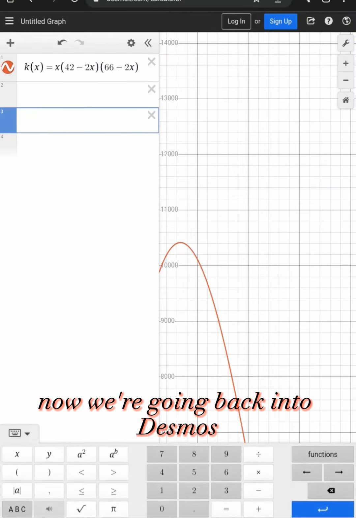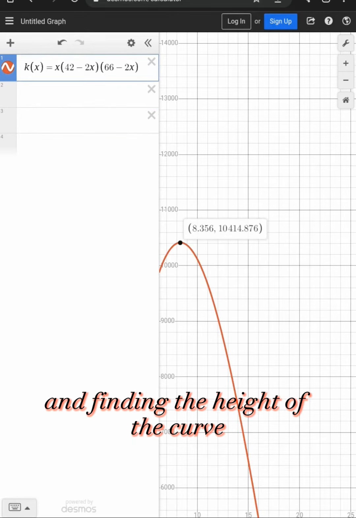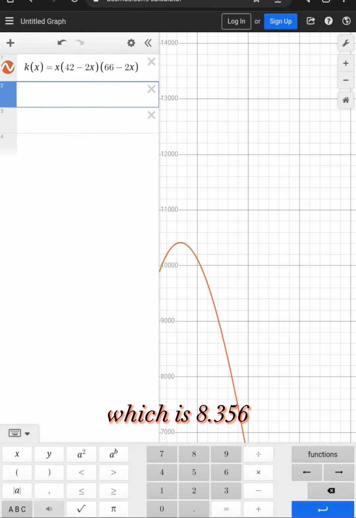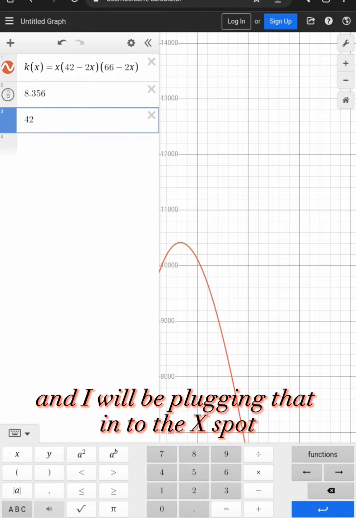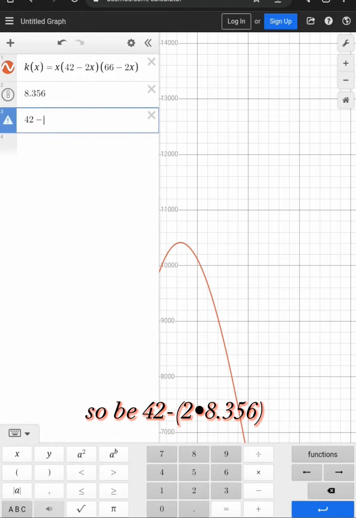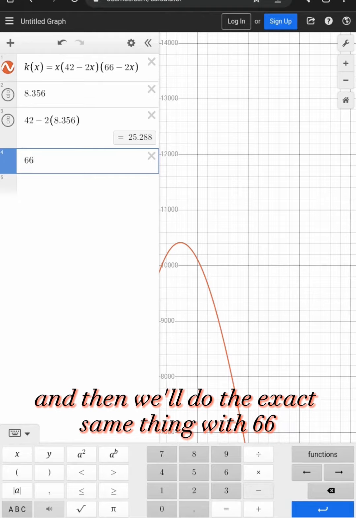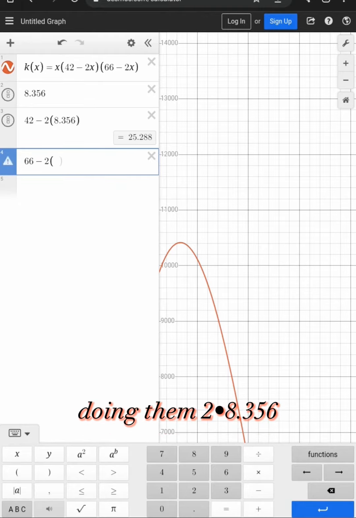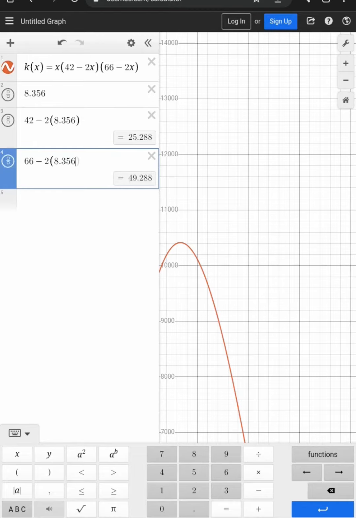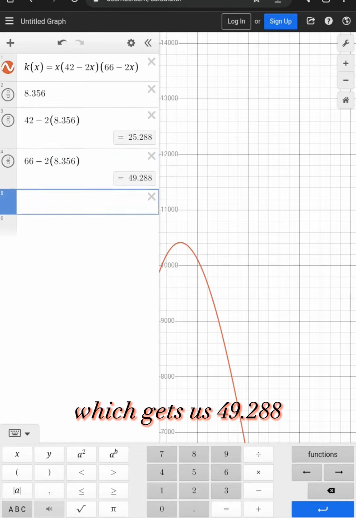Now we're going back into Desmos and finding the height of the curve, which is 8.356. And I will be plugging that in to the x part. So it would be 42 minus 2 times 8.356, which gets us 25.288. And then we'll do the exact same thing with 66, doing 66 minus 2 times 8.356, which gets us 49.288.